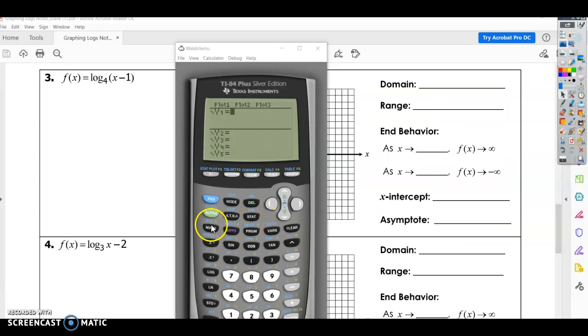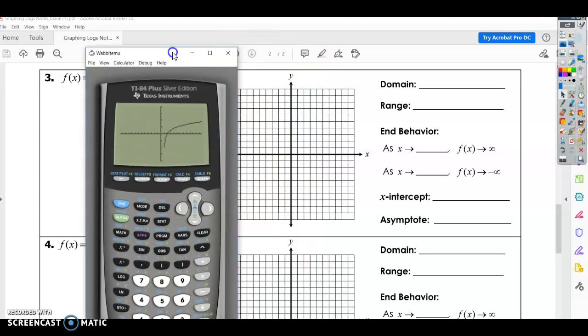All right, let's look at one more quickly. So go to number 3 and go to Math. Let's arrow up to log base. We're going to do log base 4 of x minus 1. This time it's going to be shifted over 1. We're going to hit graph and then sketch that graph. You can see there it looks like this time the x-intercept is at 2, and that's because this has shifted it over. It was at 1, we shifted it over, now it's going to be at (2, 0). All right, so sketch the graph here.